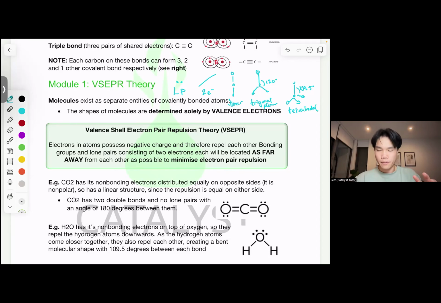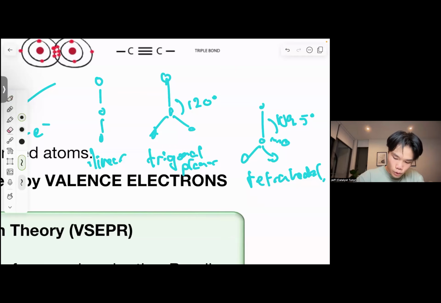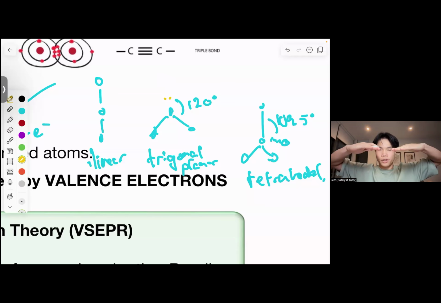So let me show you what I mean. If you know these 3 shapes, you can find out your other geometries from these. So let's see what happens if we replace one of the bonds. At the moment, everything I've drawn is bonding groups. These are bonds. Let's say I replace one of the bonding groups in trigonal planar with a lone pair. Are the two bonds at the bottom just going to start to flick up now and be at 180 degrees?